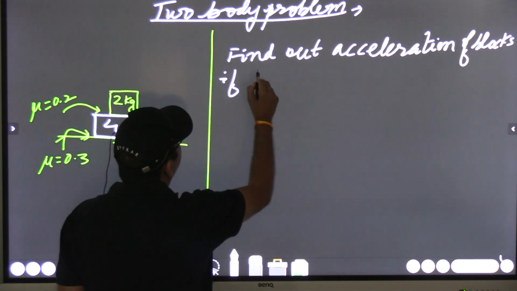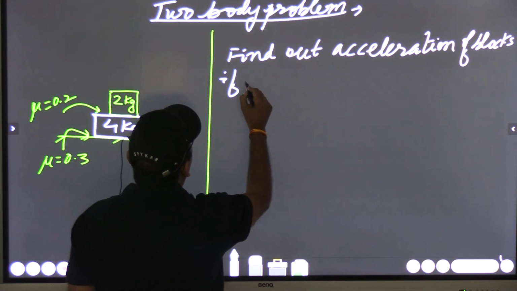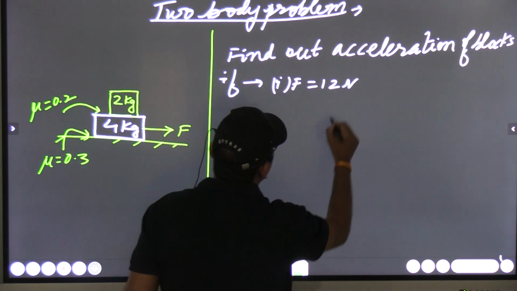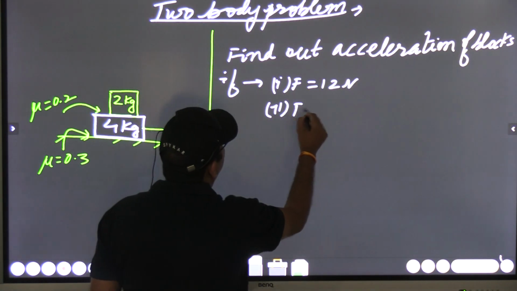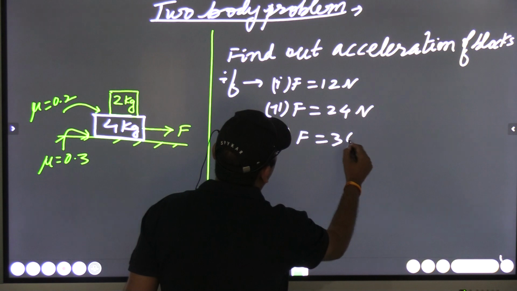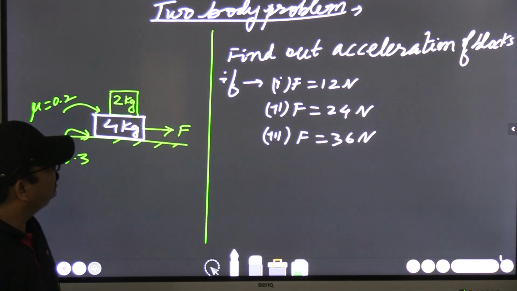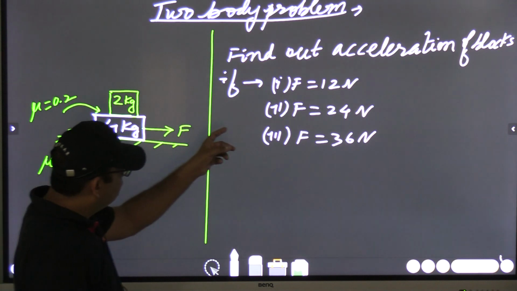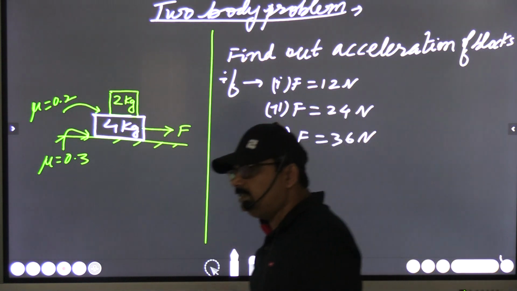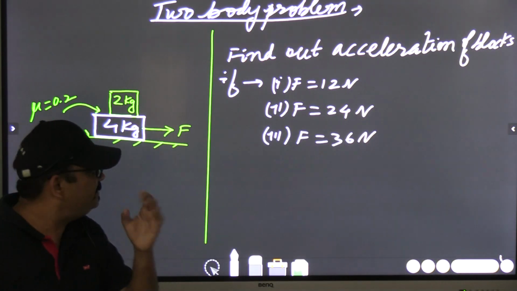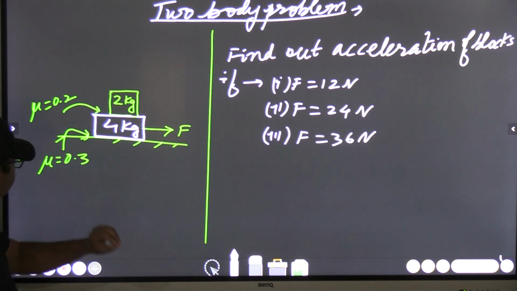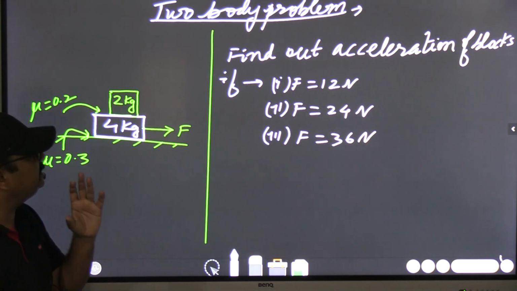So let us give 2-3 values to this external force. Number 1, F is equal to 12 Newton; number 2, F is equal to 24 Newton; number 3, F is equal to 36 Newton. So basically now there are 6 questions. When the force is 12 Newton, the accelerations A1 and A2. When the force is 24, then 36. So we have to find the accelerations of the two blocks. The surfaces are rough, two blocks, one on another, and we find the acceleration for each value of the force.